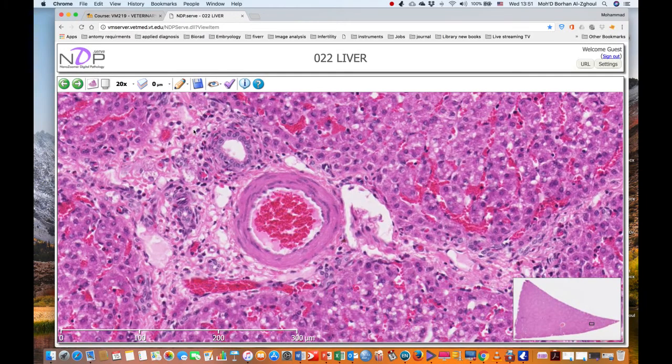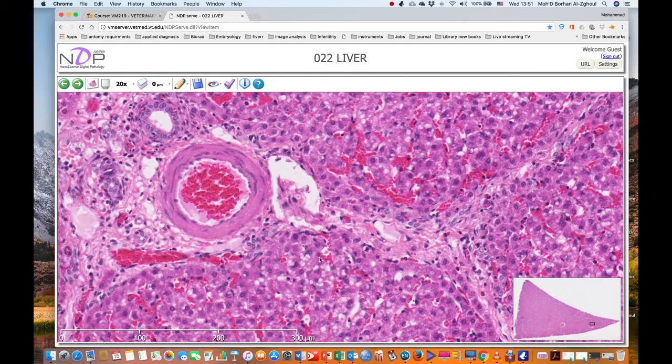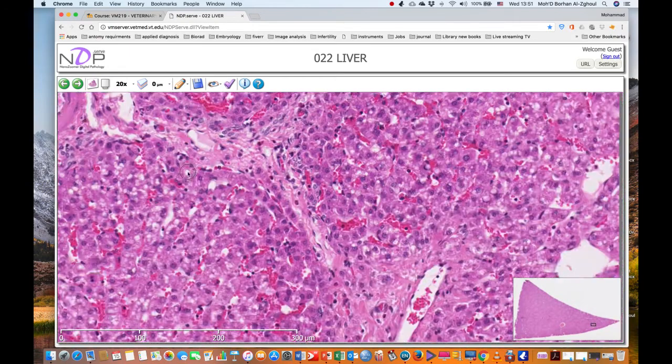Again, this is the portal area. We have the artery, we have the vein, we have the bile duct. See here the epithelium, simple cuboidal, whereas in the artery and the vein it will be simple squamous epithelium. And the structure here is a lymphatic vessel. As I said, mostly we have artery, vein, and bile ductules, and sometimes we can see the lymphatic vessel.